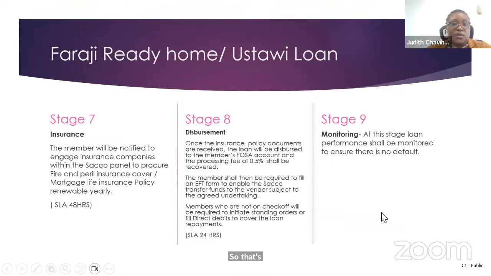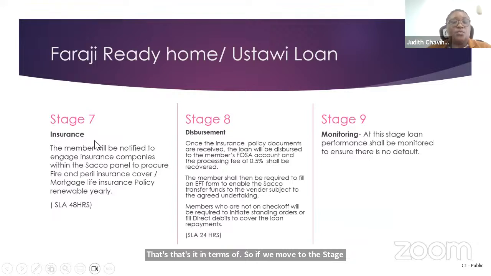If we move to stage 7, we now move to insurance. The property needs to be insured, and the member will be notified to engage insurance companies, which will be provided by the Safaricom Sacco credit officers. You select one insurer, then you'll be able to insure your property via fire and peril insurance, and also a mortgage life insurance policy. Also note, the policy should be renewed yearly. We'll be sharing notifications on renewals, as well as have this clearly stated on the terms and conditions for the insurance renewal on the letter of offer.